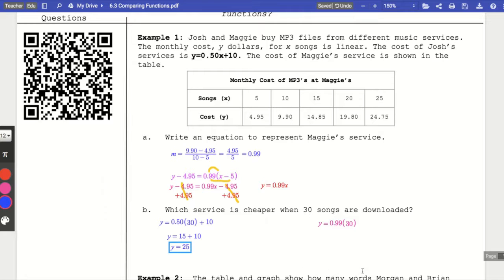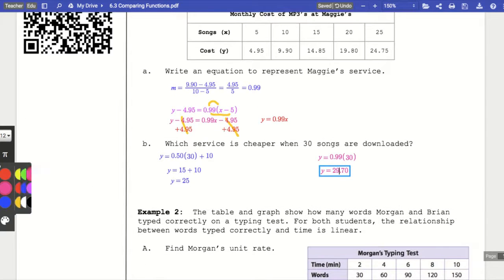So now I need to figure out how much it's going to cost Maggie. So for Maggie, I just got to do 0.99 times 30, which is $29.70. Even though Maggie's is less upfront, over time, Maggie's service is going to cost more. So then I need to just write a sentence that kind of establishes that.